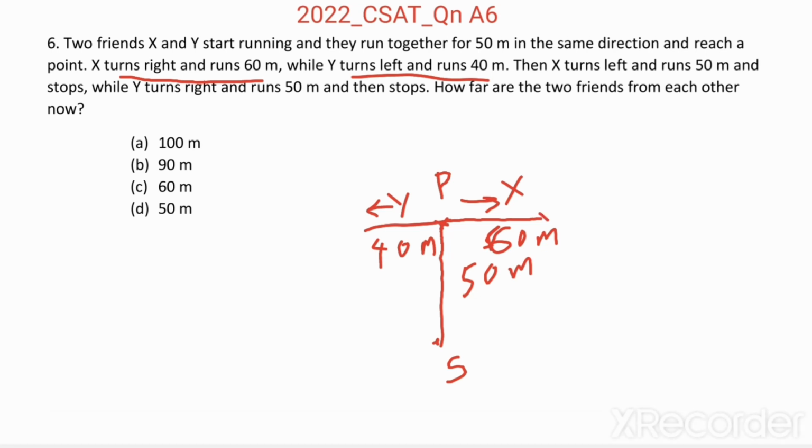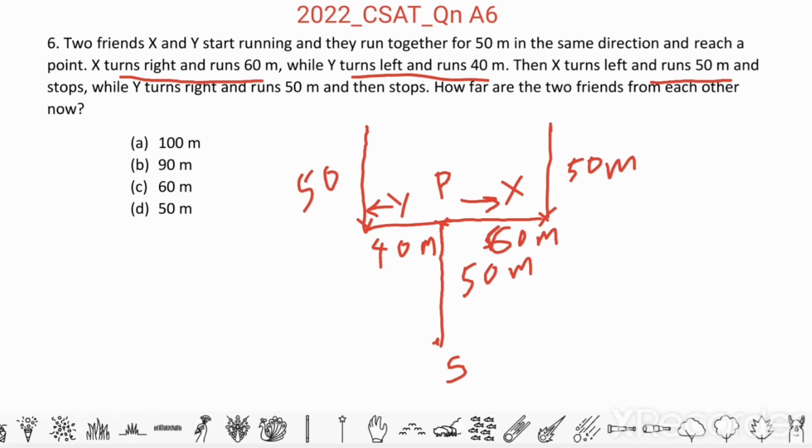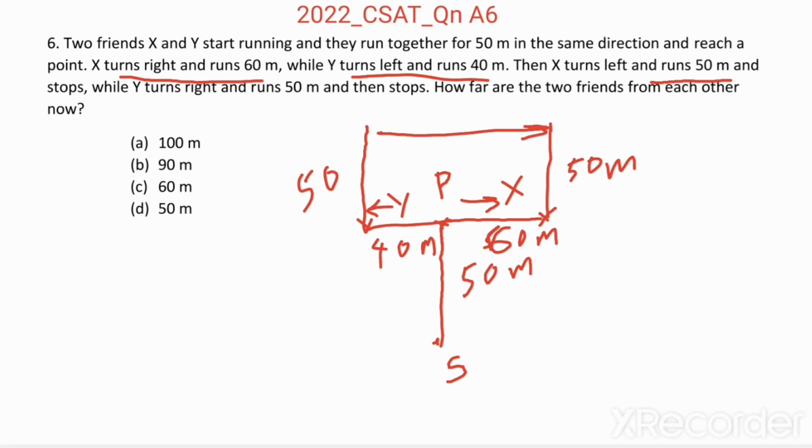Then from here, X turns left and runs 50 meters. From this point, Y turns right and runs 50 meters. Then how far are the two friends from each other now? So the distance between these two is 40 plus 60 equals 100. Option A is the right answer.